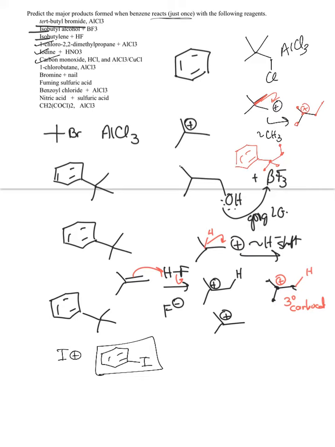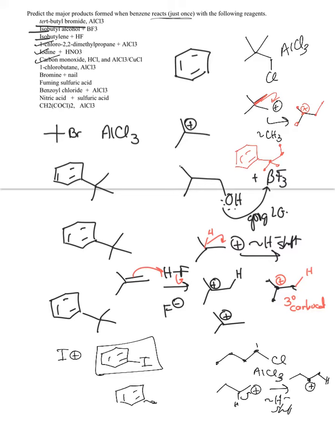The next one, we have 1-chlorobutane. So let's draw 1-chlorobutane with aluminum trichloride. That's a nice Lewis acid. It gives you the primary carbocation. But we're going to get a hydride shift because we want the most stable carbocation. So when you get a hydride shift, you're switching places with this hydrogen, and you get the secondary carbocation, which is more stable. This will react with benzene. So you get a methyl there. There's your product.